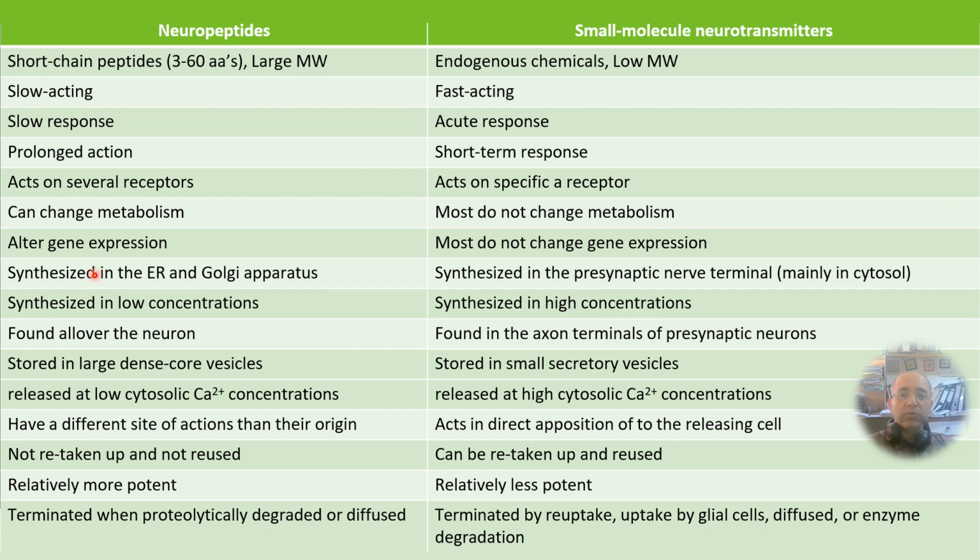Neuropeptides are more potent than small molecule neurotransmitters, and they are inactivated by proteolytic degradation or diffusion outside or away from the secreting cell. Small molecule neurotransmitters are terminated by reuptake, uptake by neighboring cells like glial cells, by diffusion, or by enzymatic degradation.